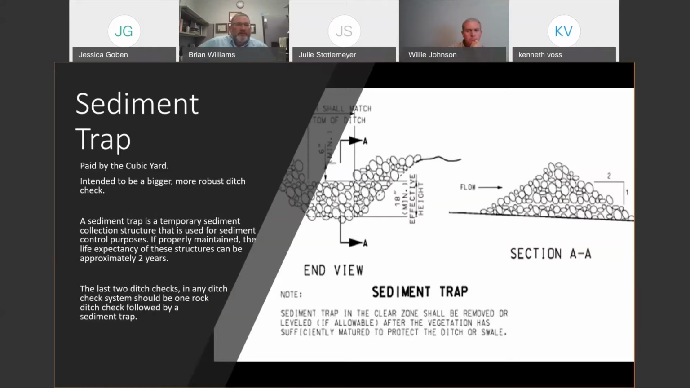If it's properly maintained, the life expectancy of these structures will be approximately 2 years. So we want to make sure that they are robust enough to stay for that lifespan. The last 2 ditch checks in any ditch system should be 1 rock ditch check followed by a sediment trap. So always remember, when you're putting your erosion and sediment control plans together, we're looking at sediment traps at every outfall, followed upstream by a rock ditch check, or an alternate ditch check if you're inside the clear zone.